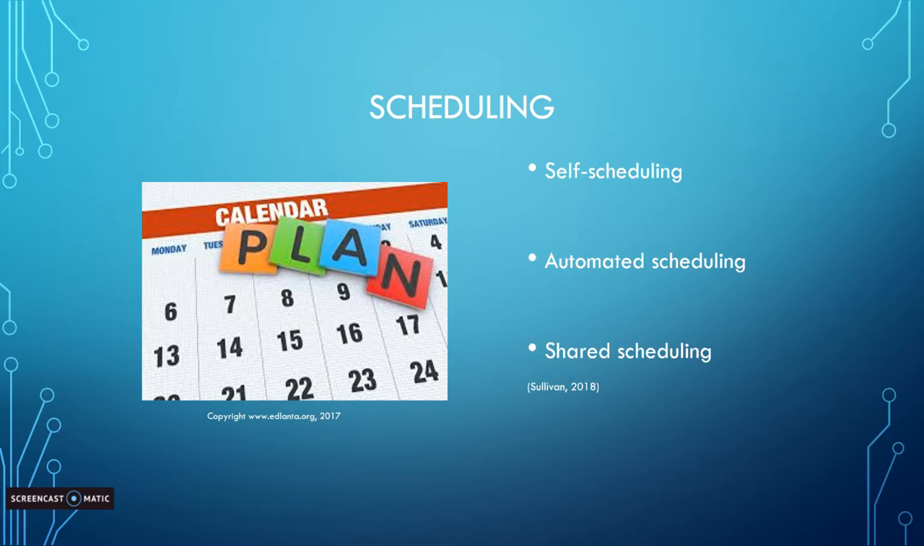Shared scheduling is next. Shared scheduling is also used. This is when two persons share a full-time schedule. For example, for a 12-hour shift, one person may work 6 hours and the other will work the remaining 6 hours. This is convenient for those with young children or those that are nearing the retirement age.